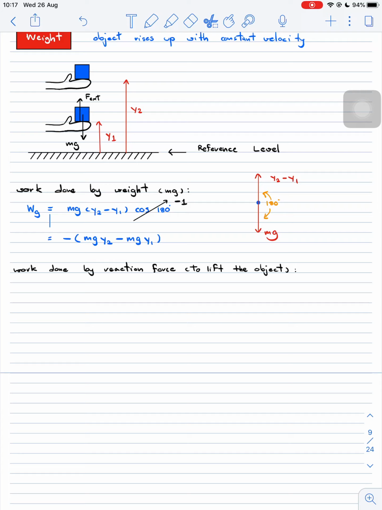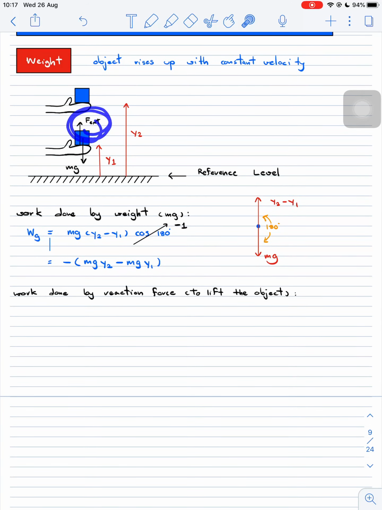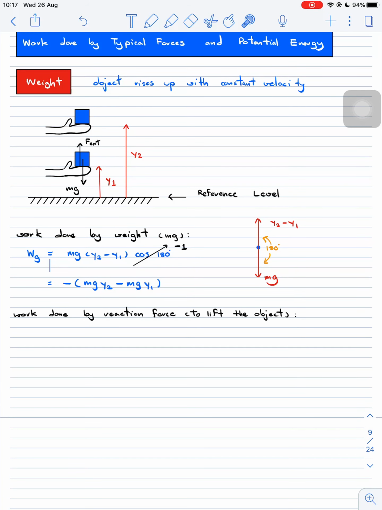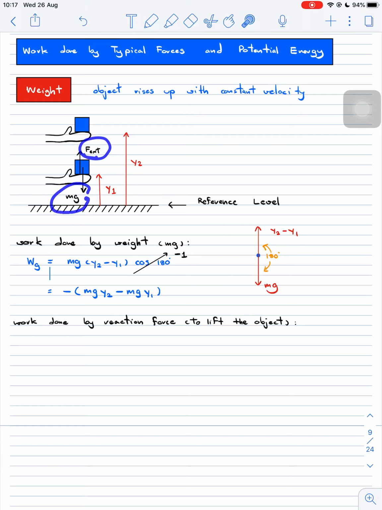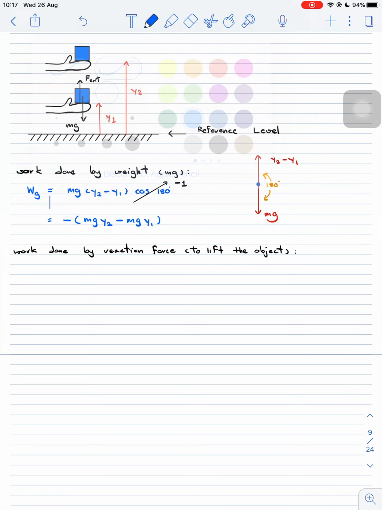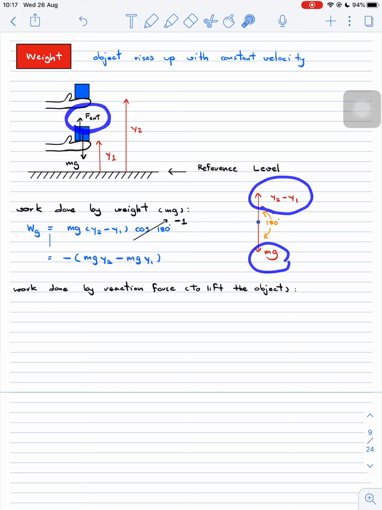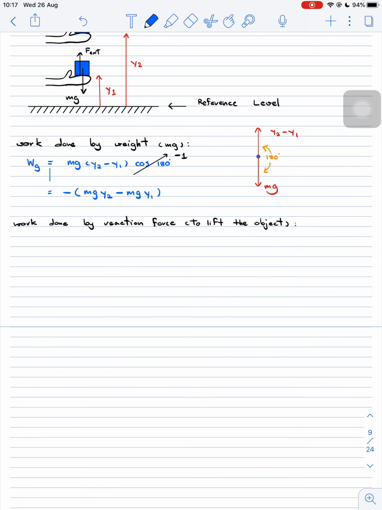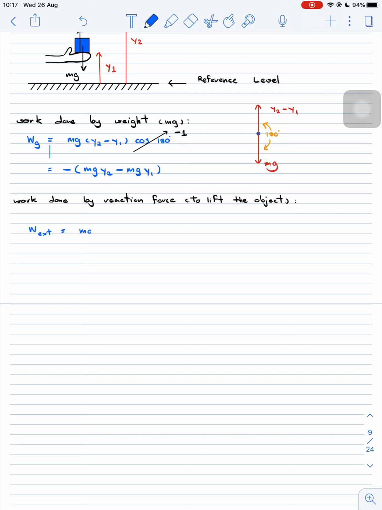Now if we want to consider the work done by the force that we use to lift the object, it's the work done by the external force. We do the same thing, but you can see that the direction of the external force is opposite to mg here. We should get the same equation, but the difference between the work done by the external force and the work done by the weight is the minus sign. This minus sign comes from the opposite directions of y2 minus y1 and mg. In this case, the external force has the same direction as y2 minus y1, so we get the plus sign. So the work done by the external force equals mg y2 minus mg y1.